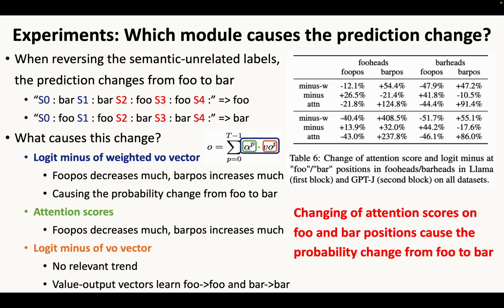When we reverse the labels of each demonstration, the prediction will change from full to bar. We hope to analyze what causes this change. We compute the change of the logit minus of the weighted value output vectors, the attention scores, and the logit minus of the value output vectors. We find that the attention scores change very much. So the changing of attention scores on full and bar positions causes the probability change from full to bar.